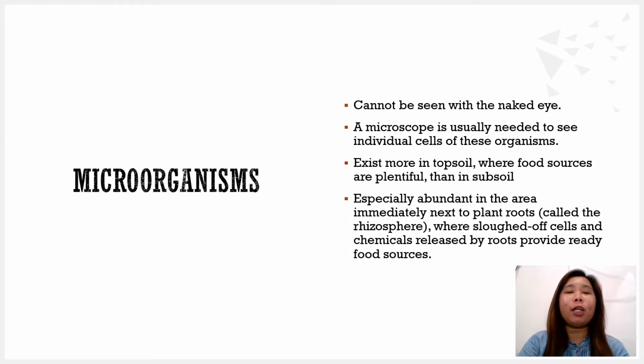Microorganisms are those organisms that cannot be seen with the naked eye. You need a microscope to be able to see them. They exist more in the topsoil, where food sources are plentiful, than in subsoil, and they are especially abundant in the area immediately next to the plant roots. So this area is also called the rhizosphere, where slough of cells and chemicals released by roots provide food sources.